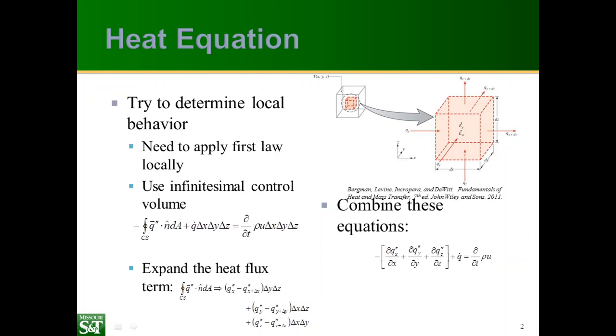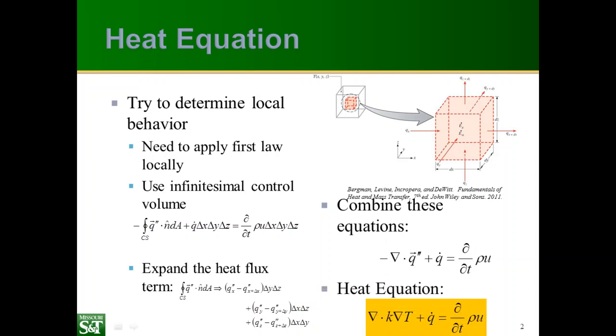So then what we're going to do is substitute Fourier's law of conduction. So we're going to convert the heat flux to thermal conductivity times gradient of temperature. And this is going to be the typical version of the heat equation.